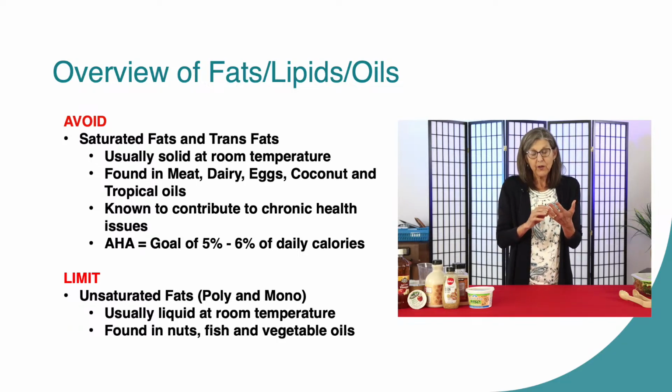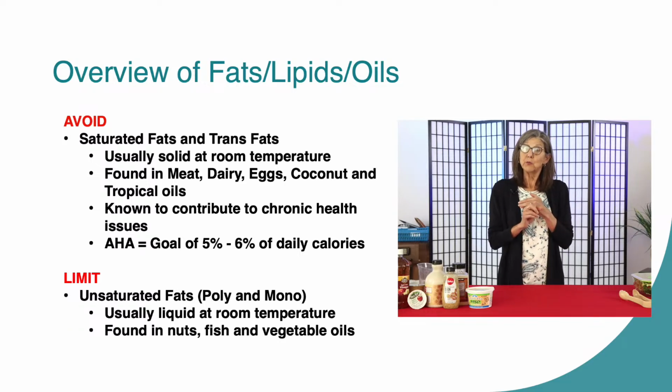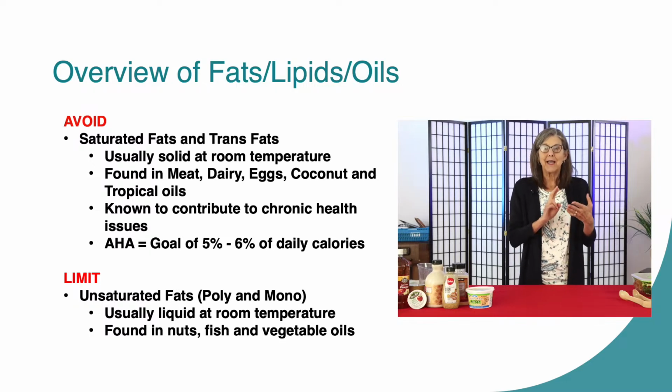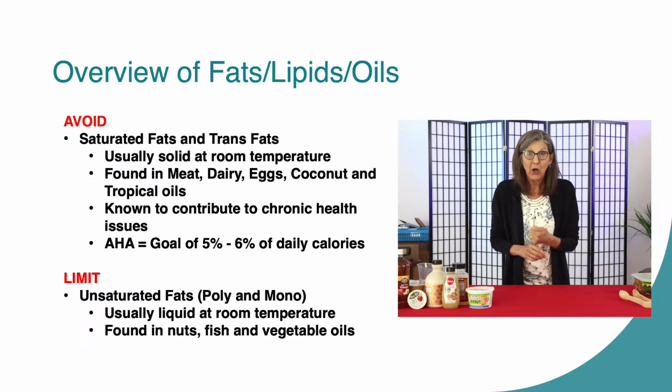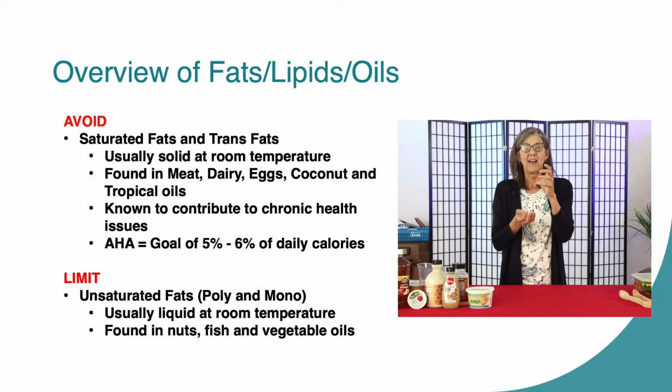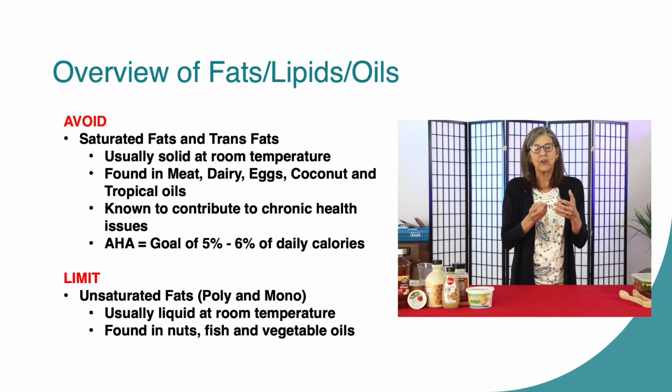But what do they look like? They're usually solid at room temperature, all right? They're found in meat, dairy, eggs, and oddly enough, coconut. If you think about what coconut oil looks like, it's hard, like lard almost, and that has saturated fat in it. And it's the tropical oils.